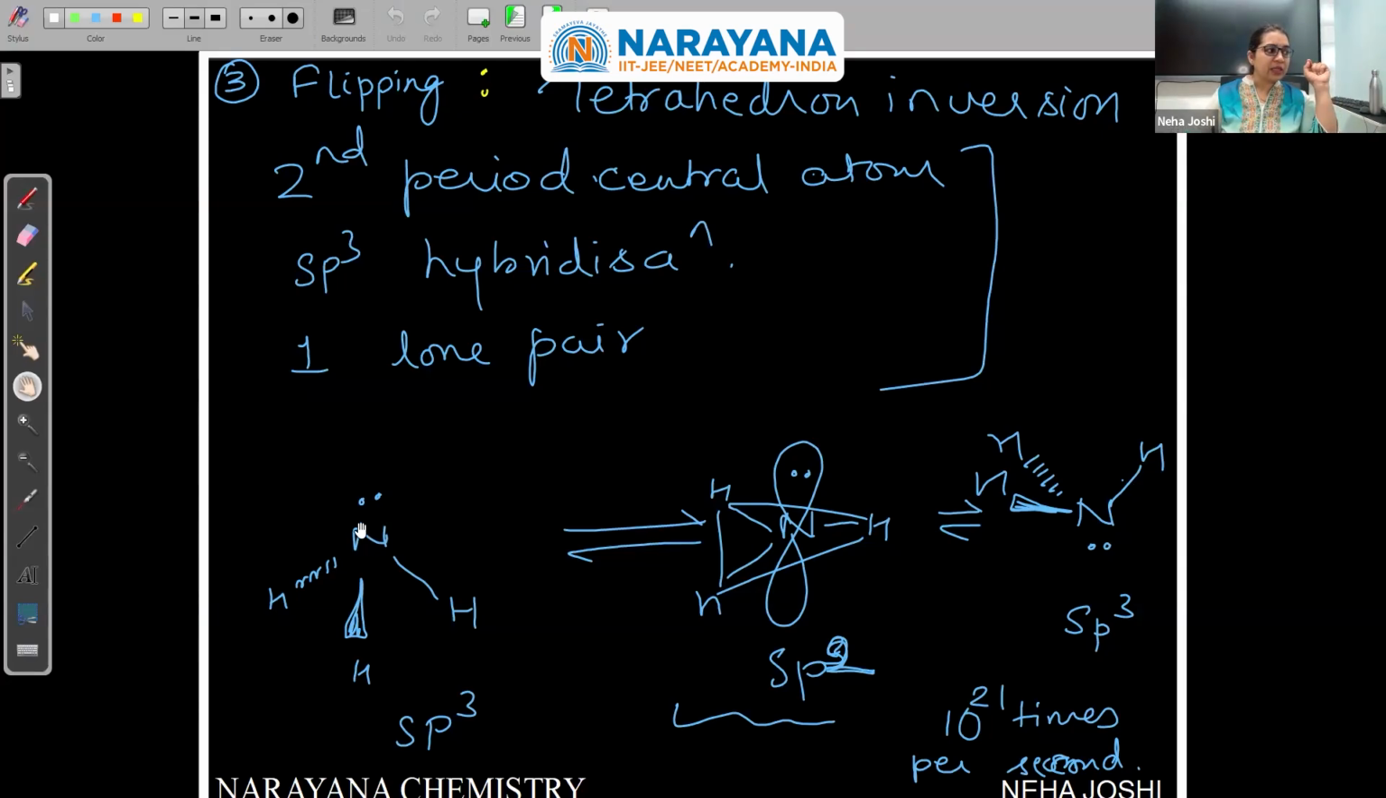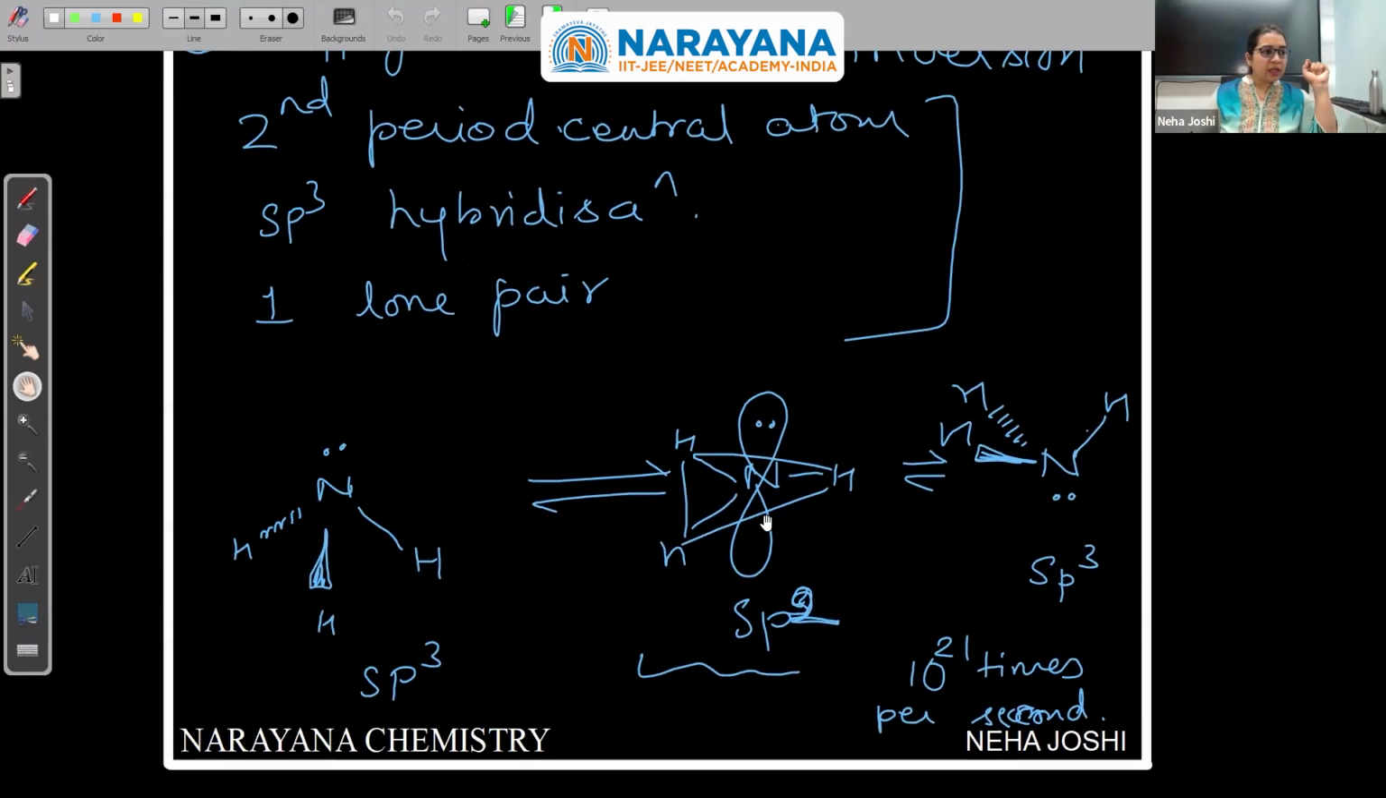When the second period central atom is there, then what happens? See, this is an sp3 ammonia. When it inverts, okay, nitrogen goes from sp3 to sp2, and again converts back to sp3, and there is an equal probability that it goes upside or downside. For example, I have these 3 pens in my hand. I hope they are visible, right? And the lone pair is here. This is my lone pair.